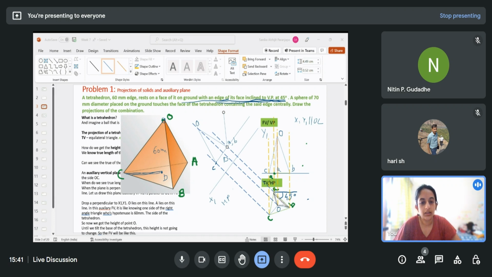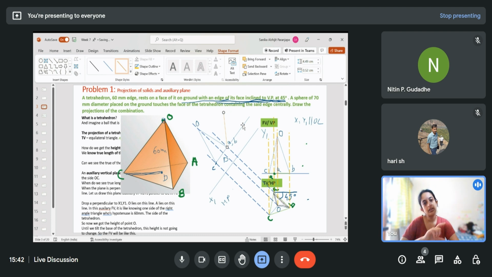So now for the sphere, I'm going to draw this angle bisector. So this is the angle bisector here, and I know that the center of the sphere is 35 mm above HP. That distance above HP will be seen in the vertical plane. So I'll draw a line which is 35 mm from HP. So this is my line which is 35 mm above HP.